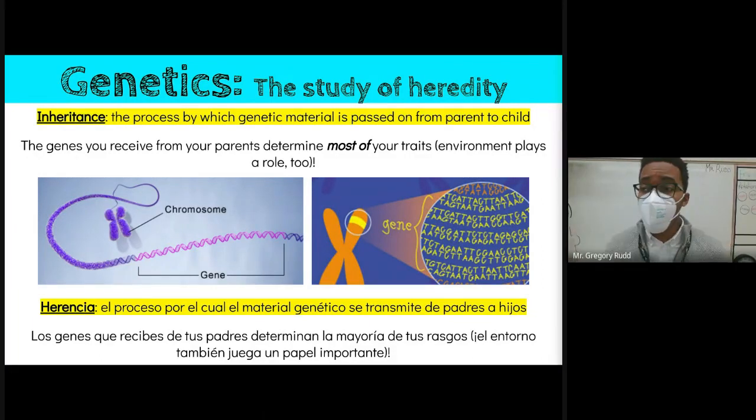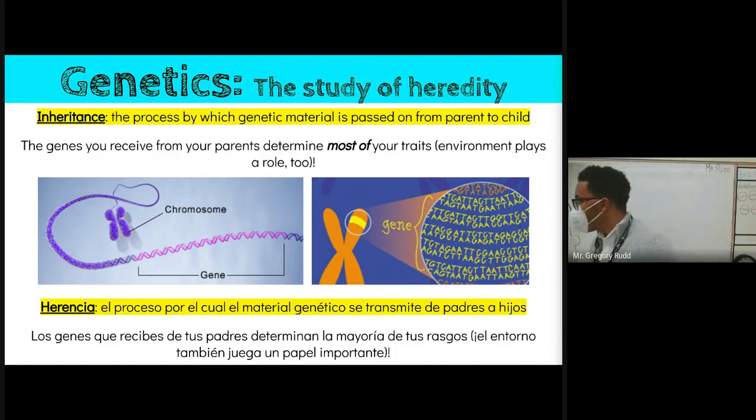And genes code for proteins. That's super, super important to remember. Genes will code for proteins. Sometimes a gene might only code for one specific protein, sometimes up to maybe 3 or 5. But genes code for protein.